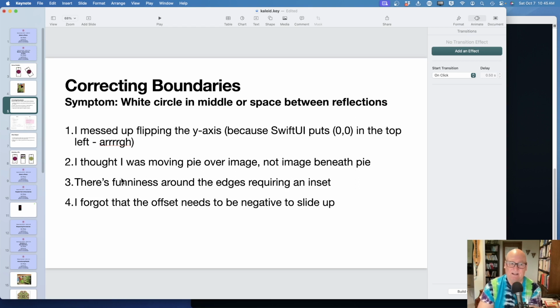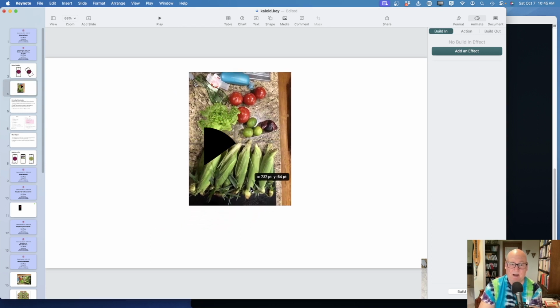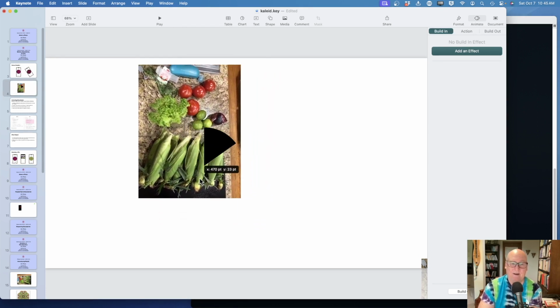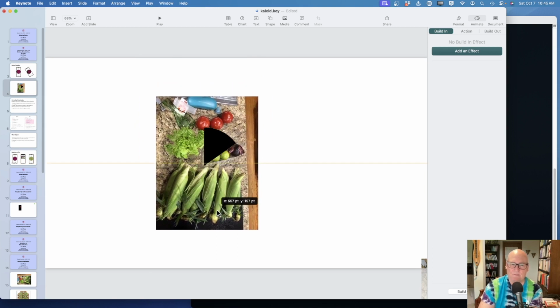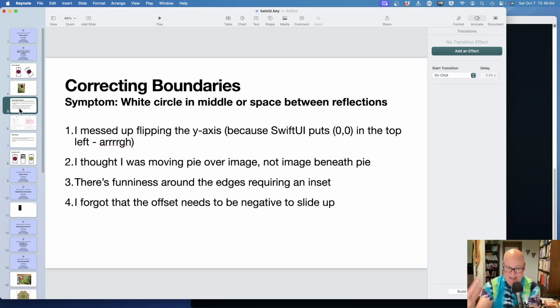Second mistake I made, I had thought I was moving the pie over the image, but I wasn't. What I was really doing was moving the image underneath the pie. I don't know enough of what I was thinking to know if I realized that at some point and then just didn't think about it because it worked, quote, worked. But definitely by the time we got a couple days into this week and started looking at this, I was still thinking the pie was moving, but it's the image. So I needed to take that into account.